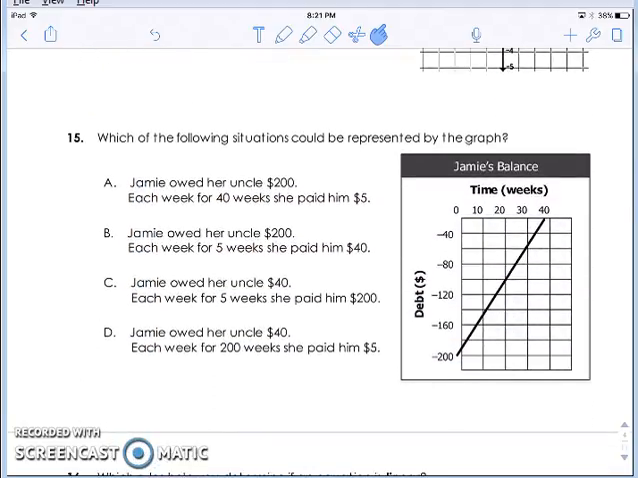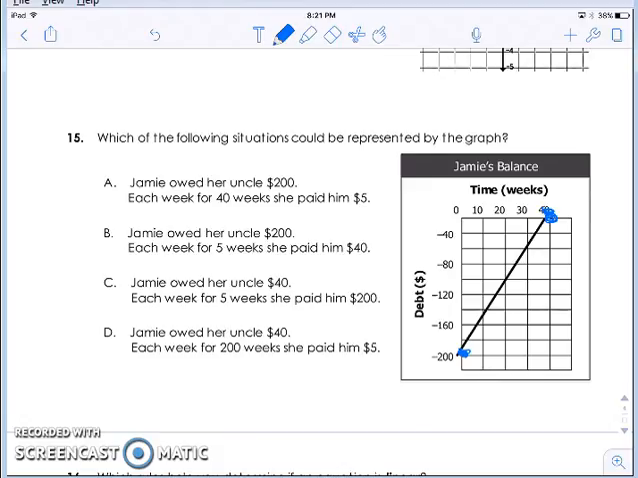Which could be represented by the graph. Well, the graph's not perfect, but let's assume here that we're starting at negative 200. It hits that point. Let's assume here that we hit 0 at 40. So the debt is 0 at 40 weeks. That means that they get paid off. So Jamie owed her uncle $200, and each week for 40 weeks she paid him 10. Sorry, she paid him 5.